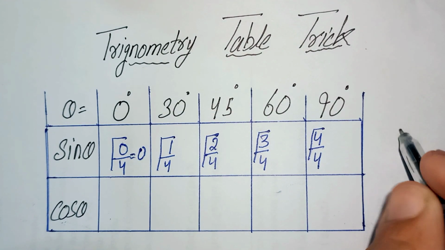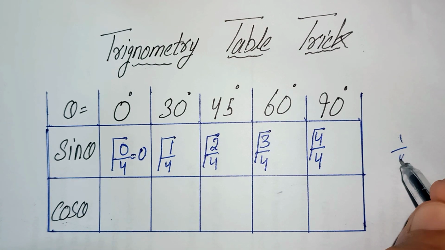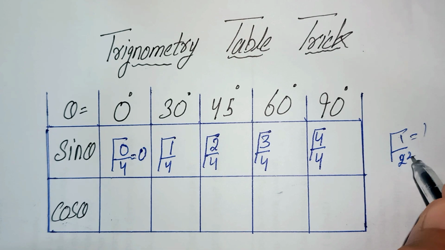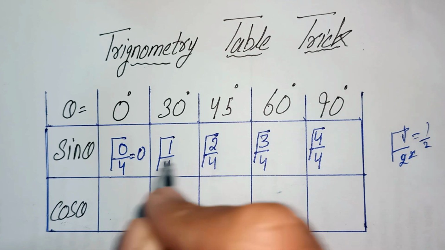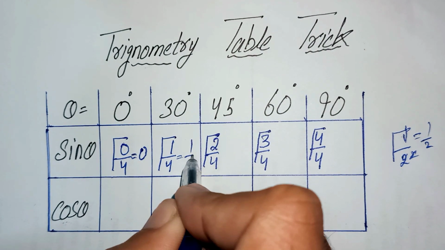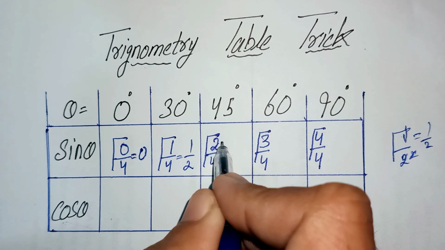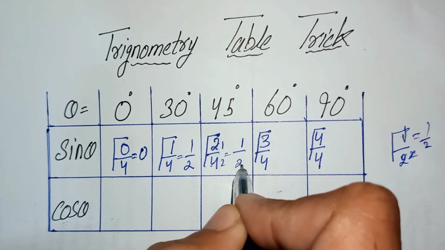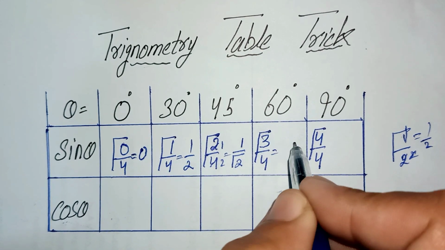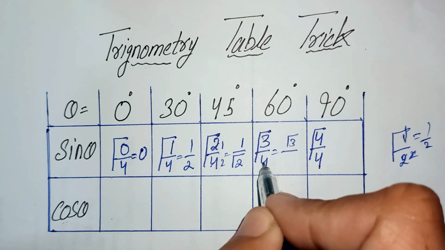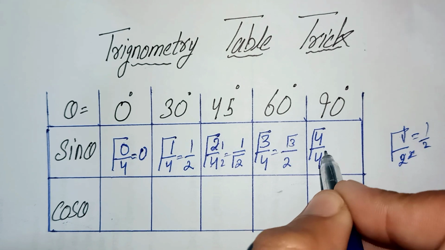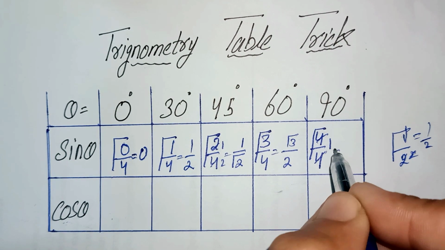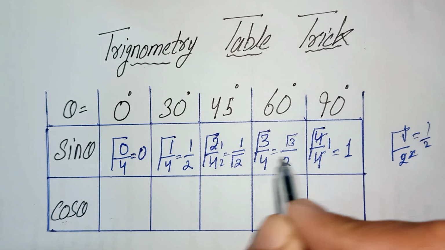1 by 4 we can write as 1 by 2 squared, so the square root of 1 by 4 is 1 by 2. For 2 by 4, the square root gives 1 by square root 2. Here 2 ones are 2, 2 twos are 4. For 3 by 4, we get square root 3 divided by 2. Cancel 4 with 4, the answer is 1, so the square root of 1 is equal to 1.